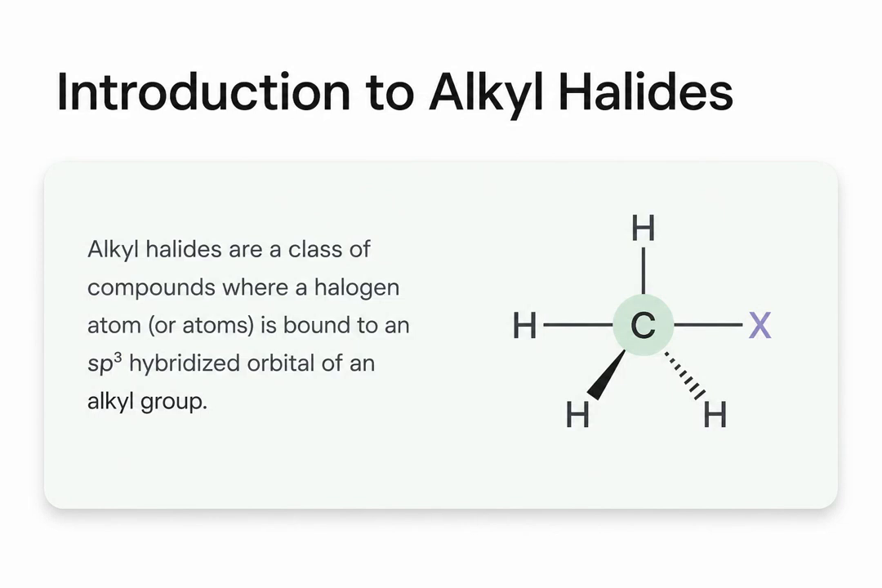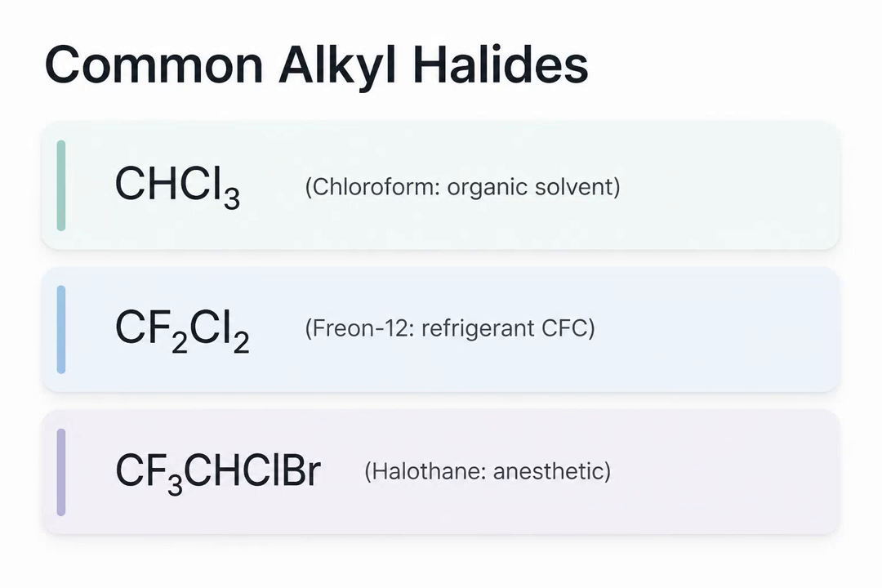Welcome to our first lecture on a fascinating class of organic compounds, the alkyl halides. We defined an alkyl halide as a molecule where one or more halogen atoms are directly bonded to an sp3 hybridized carbon atom of an alkyl group. You might be surprised by how common these compounds are in everyday applications. For instance, chloroform, or CHCl3, is a well-known organic solvent.